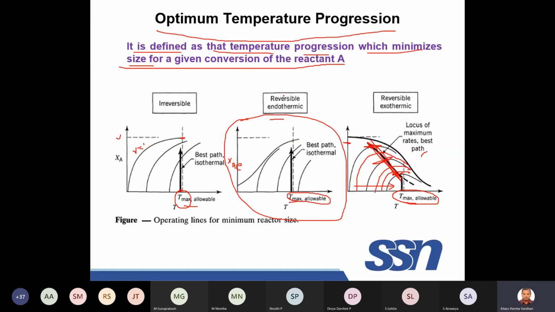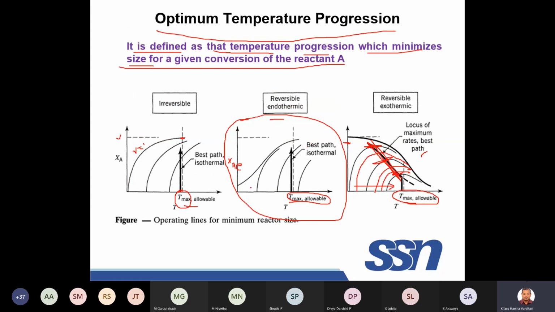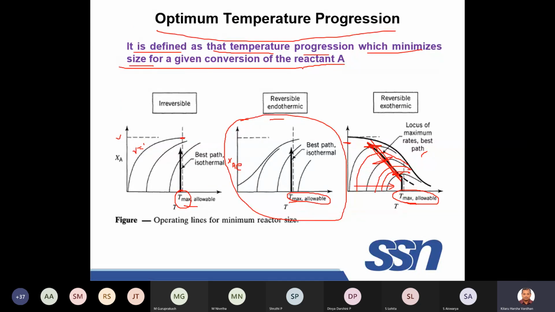Whereas if it is a reversible endothermic, that means you are giving the heat. So for that process also, for endothermic reactions, a rise in temperature increases both the equilibrium conversion and the rate. That is what we saw here. A rise in temperature, both the XAE, that is equilibrium conversion, along with the rate is going to increase. Thus, as with the irreversible reaction, the highest allowable temperature should be used to give you the minimum size required for a particular conversion. So this and this are both the same.